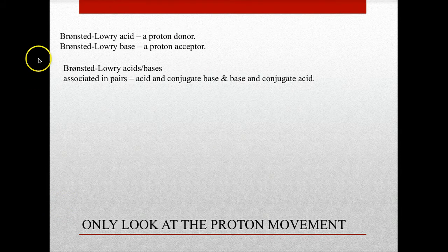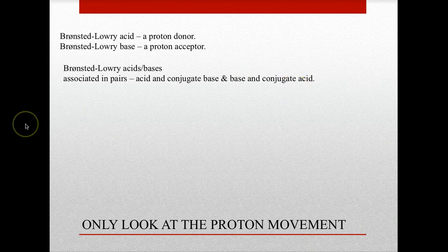Now Bronsted-Lowry is a little different. You just can't look at an acid or a base and tell if it's Bronsted-Lowry acid or Bronsted-Lowry base. A Bronsted-Lowry acid is a proton donor. So we're just talking about hydrogen only. Okay, hydrogen only. The acid is the donor, and the Bronsted-Lowry base is a proton acceptor, so it accepts the hydrogen. And Bronsted-Lowry acids and bases are always associated in pairs. You have your acid and a conjugate base, or a base and a conjugate acid.